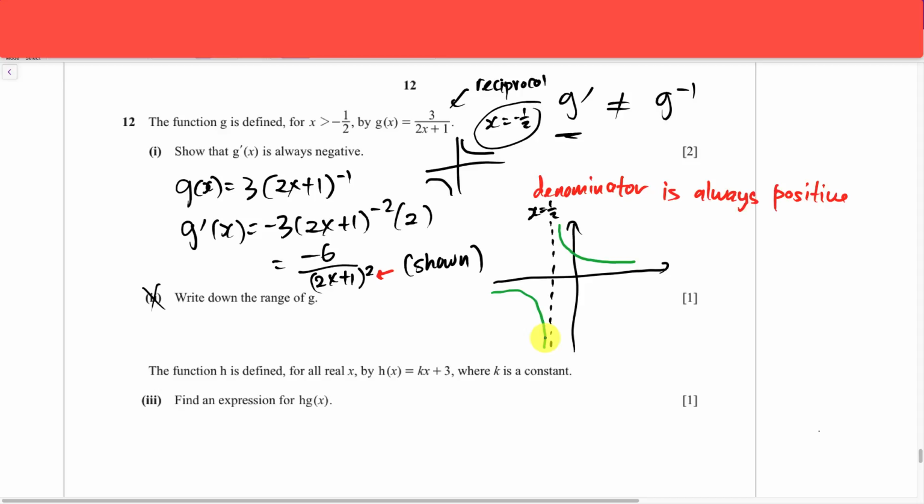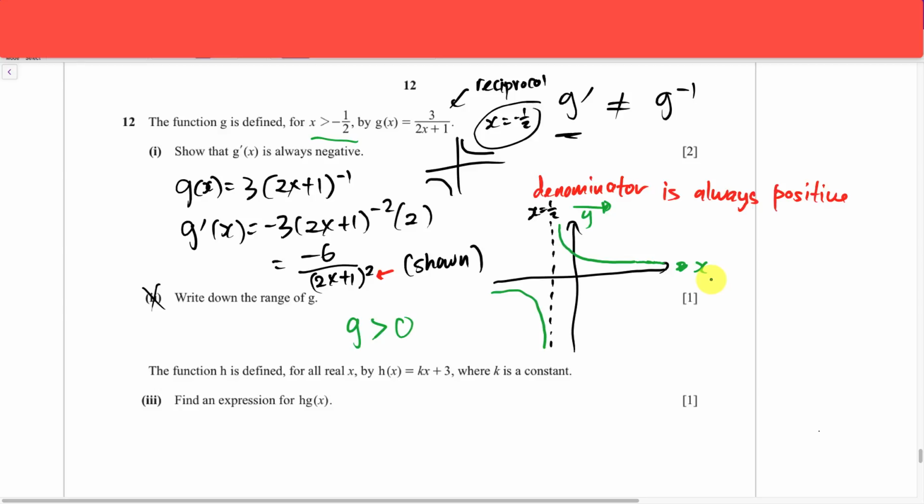Okay, so if you ask me like what is your range, because the question say the domain, the x must be bigger than this one, so I have to go this direction. So this is my y, right? This is my x, right? This is my y. So I know that from here onward, what is my range? My g must always bigger than 0. Because this line will get very close to x-axis, but it will not touch the x-axis.